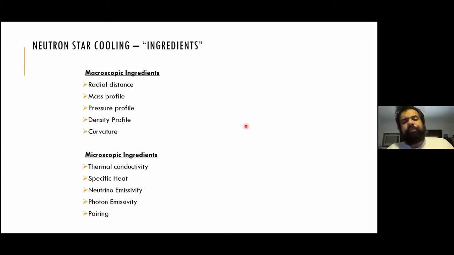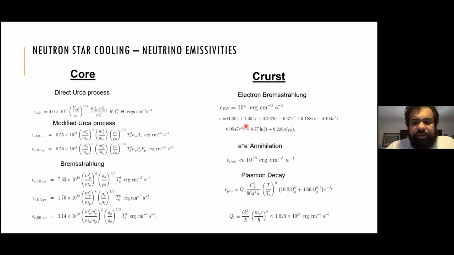Okay, so here's a summary. We have macroscopic ingredients: radial distance, mass profile, pressure profile, density profile, and the curvature or geometry, if you rather use that term. Microscopic ingredients: thermal conductivity, specific heat, neutrino emissivity, photon emissivity, and pairing. So here is a very busy slide, so don't worry about it. It's just some of the ingredients in a mathematical form.